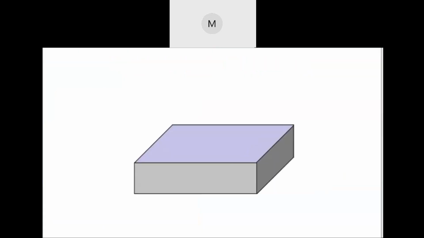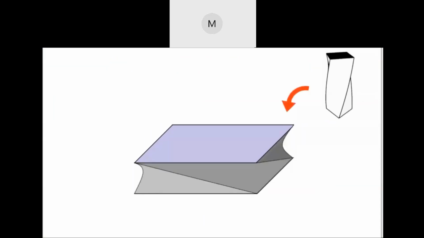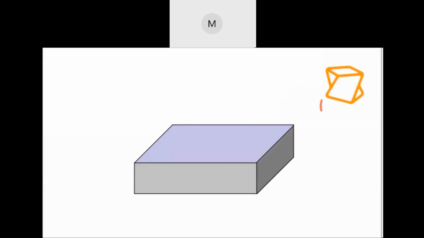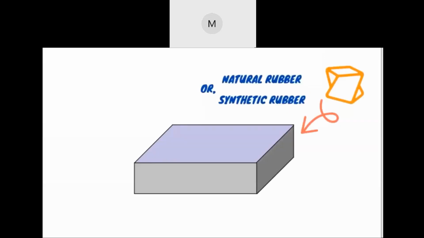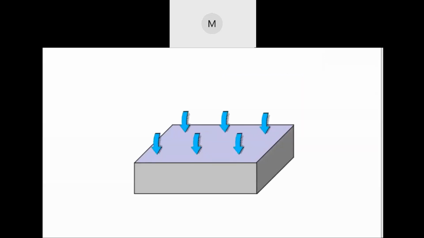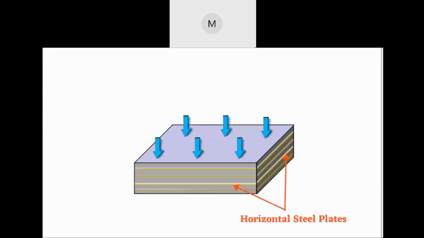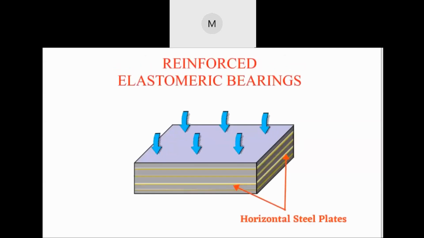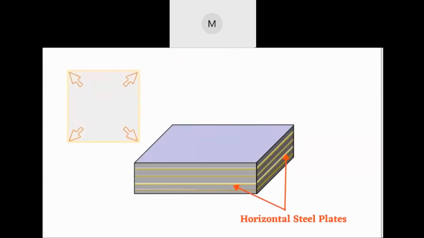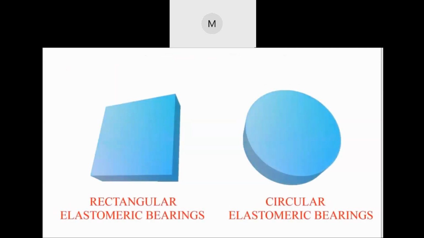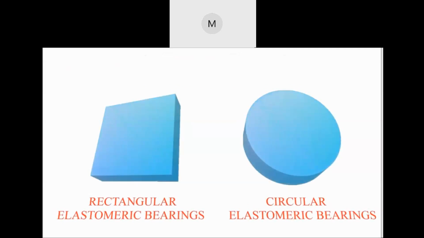Elastomeric bearings allow movement in all directions by elastic deformation and twisting. The elastomeric pad is made of elastomer, which is natural rubber or synthetic rubber. When under a heavy load, if the deformation of the elastomeric pad exceeds its allowable limit, it can cause sliding. And to prevent this type of bulging, horizontal steel plates are provided. The thickness and number of plates depend on the magnitude of vertical loads. Elastomeric bearings can be rectangular or circular in shape depending on the design calculations.